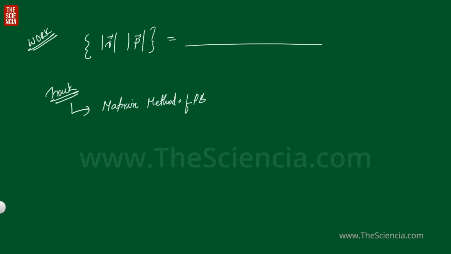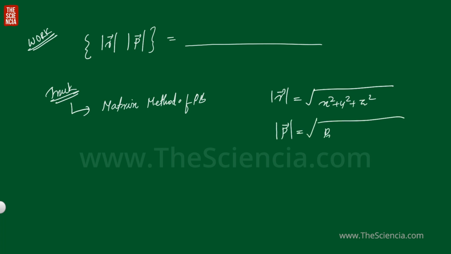Okay, it's homework for you. Here I help you a little bit. Here you know the magnitude of R vector is equal to root of x square plus y square plus z square, and magnitude of P vector is equal to root of px square plus py square plus pz square, right? So there are three coordinates or three variables, x, y and z.